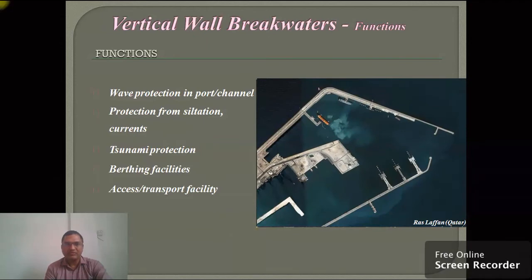What is the function of a vertical breakwater? Wave protection is done by a vertical wall breakwater, along with protection from siltation, currents, tsunami, and providing berthing facilities and transport facility. So here we can see a vertical wall breakwater from the top view in Qatar.